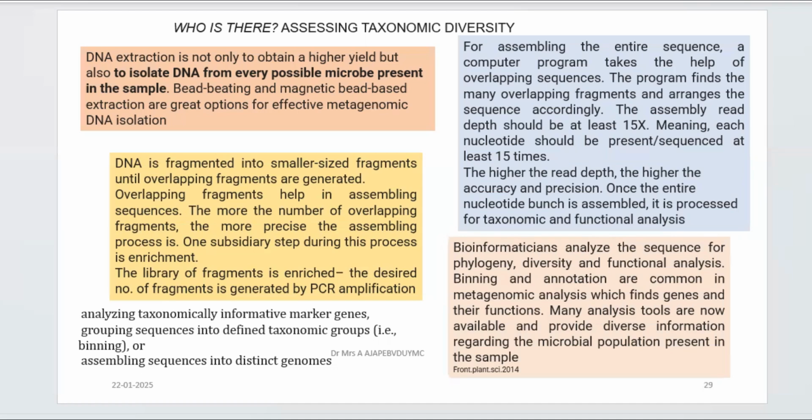Second, grouping sequences into defined taxonomic groups, that is binning, we had talked about in the previous lecture. And third is assembling sequences into distinct genomes. So all these three are the major steps. Not necessarily are they to be done one after the other. Maybe initially you do binning and then you go on analyzing taxonomic positions.